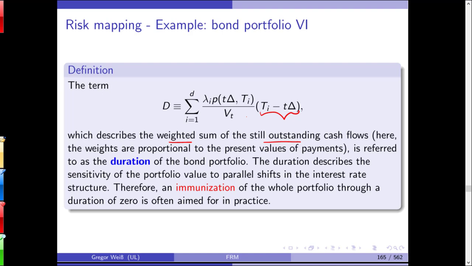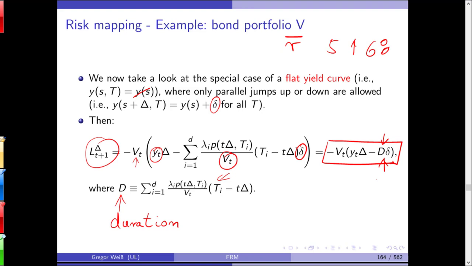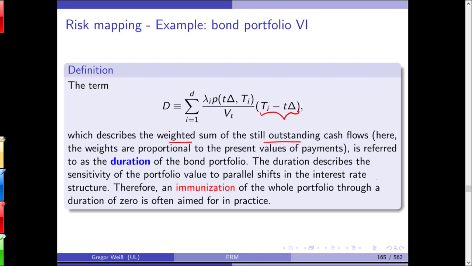What does it describe? You can show that the duration actually gives you what? It's quite simple to show that the duration is the derivative of the bond portfolio value with respect to a change in the interest rate. So it shows you the sensitivity of your portfolio investment to a parallel jump in the interest rate. And here, a simple idea to minimize risk is to choose a maturity for the whole portfolio that is equal to the duration. So if you want to immunize your portfolio against parallel jumps in the interest rate, you sell off your portfolio and you only keep it to the point that the duration tells you. So for example, if you have a duration of 2.3 years, the maturity of your investment should be 2.3 years.